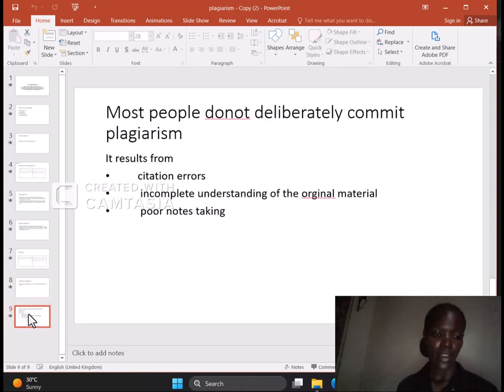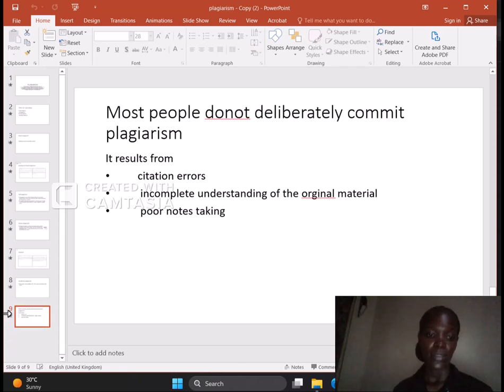Now the last one says most people do not deliberately commit plagiarism, but it is as a result of citation errors. Sometimes you may write your work and cite, but then you make what we call improper citations. Your citations have errors, so if you're not careful, you can end up having accidental plagiarism, not because you want to, but just because of the citation errors you made as you are citing your work.